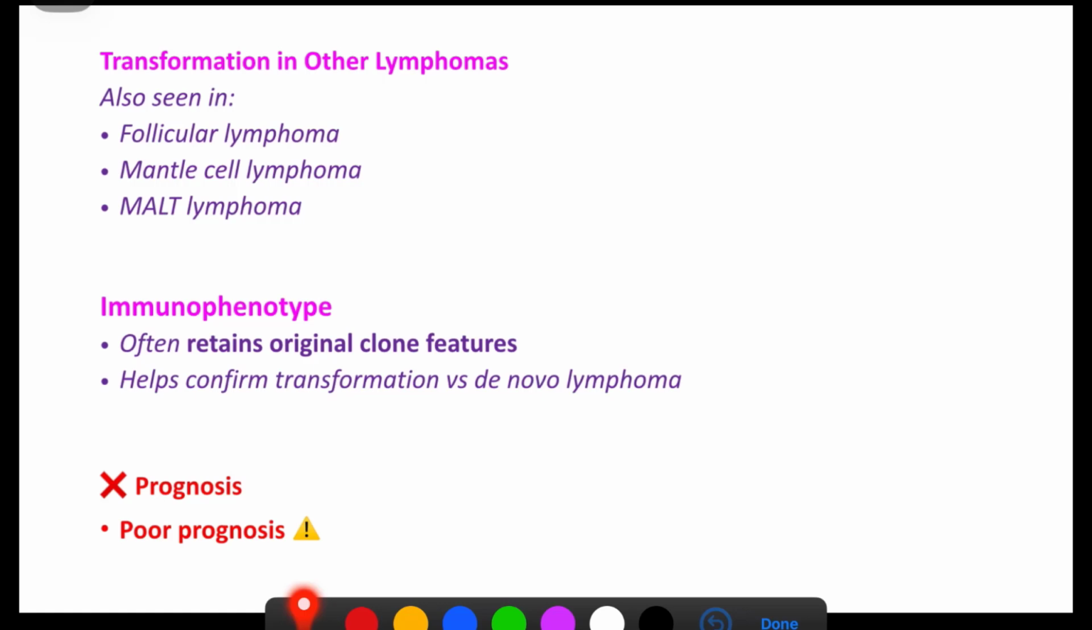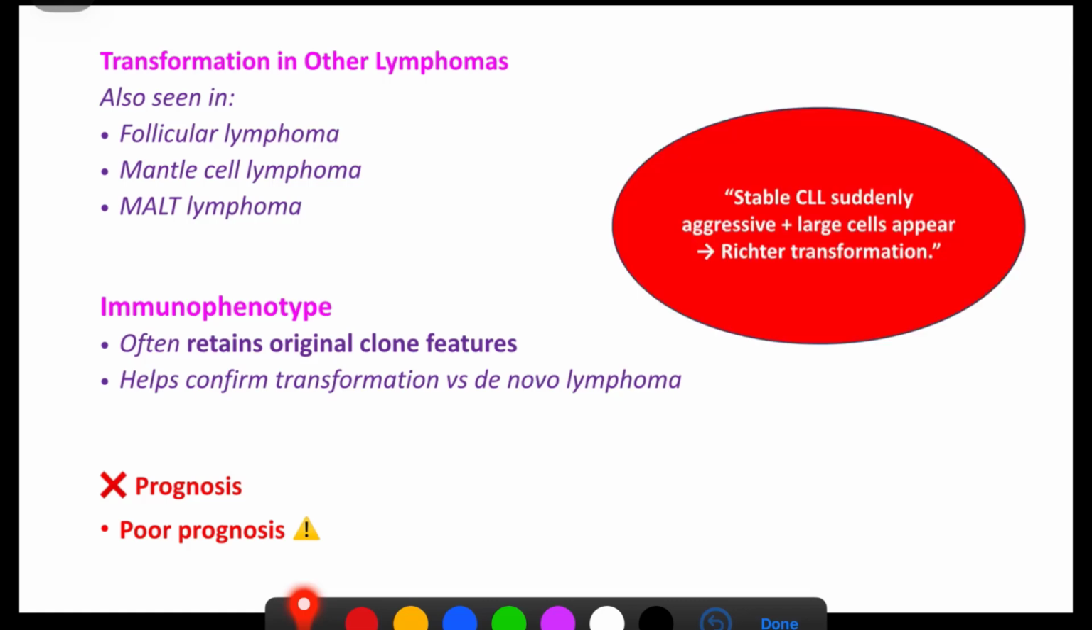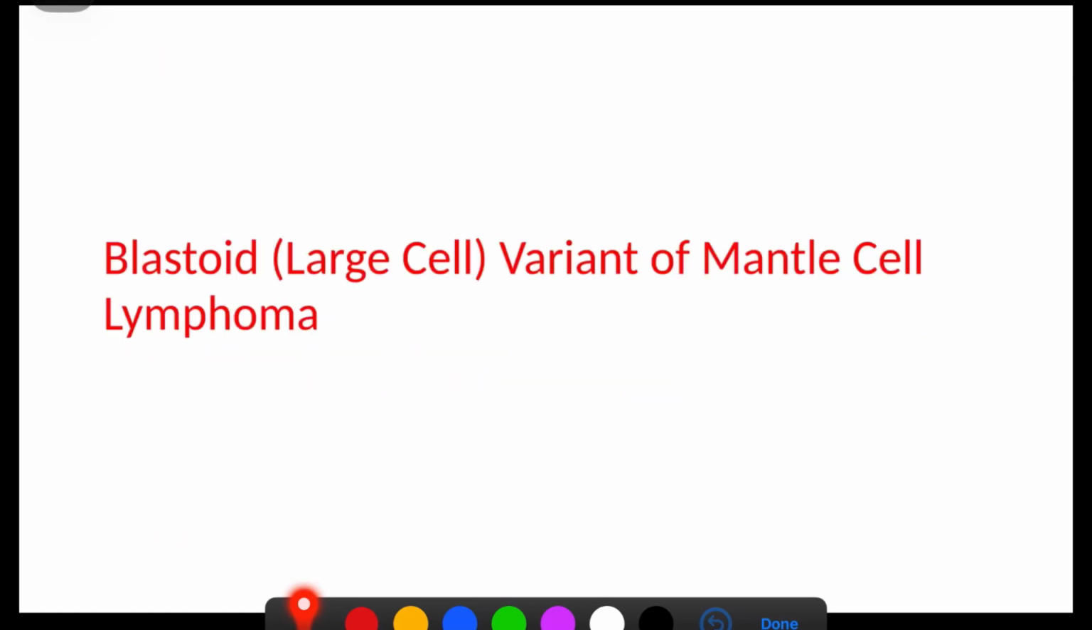This transformation is also seen in other lymphomas like follicular lymphoma, mantle cell lymphoma, and marginal zone lymphoma. But if we go for immunophenotype, it retains the original clone features and helps confirm transformation versus de novo lymphomas. So a stable CLL with a suddenly aggressive look and presence of large cells in a background of small cells suggests Richter's transformation. It has a poor prognosis.